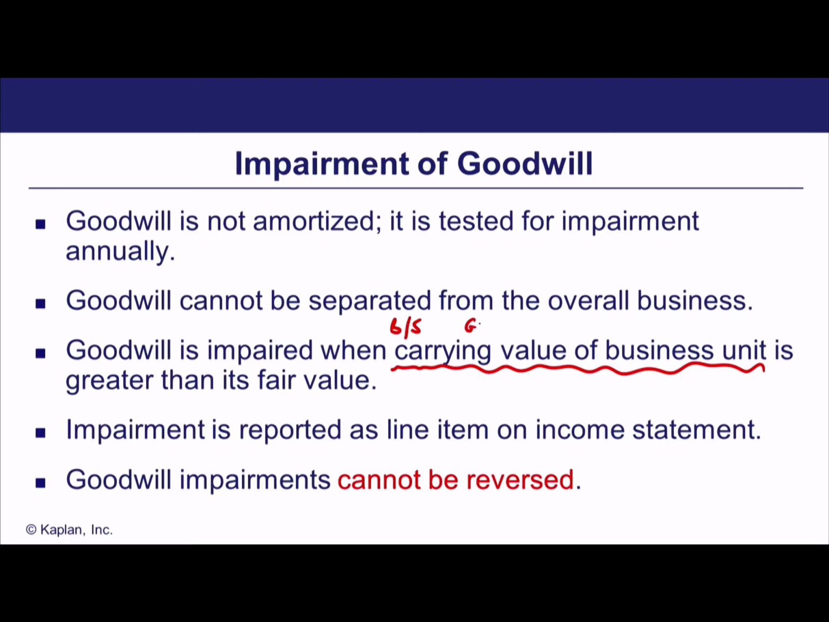What have we got included in our group accounts? Well, we've got the goodwill figure, and of course we've got its assets and liabilities, so plus its net assets. That is the carrying value of the subsidiary. And if the combination of goodwill plus the net assets of the subsidiary are bigger than the fair value of the subsidiary, then we have an impairment and we're going to have to write down our goodwill.